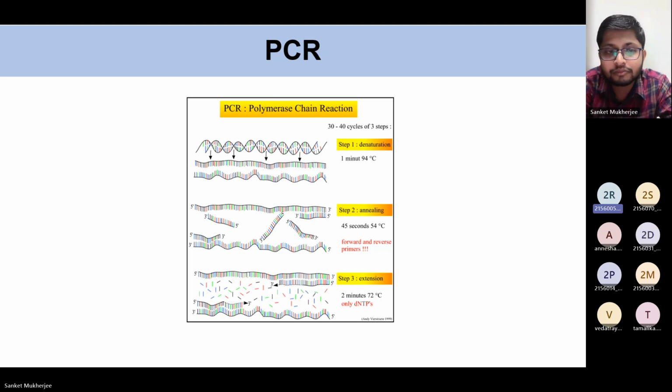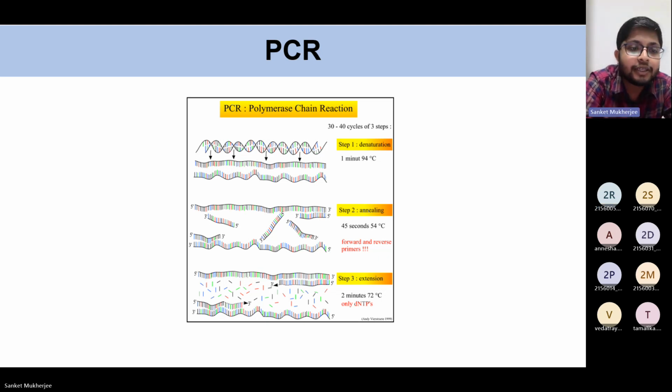So how is annealing temperature related to melting temperature? Annealing temperature is usually 5 degrees less than the melting temperature. You'll be reading this if you have not read it yet. So around 5 degrees less than the melting temperature is the annealing temperature you give in your PCR reaction, although these are subject to optimizations.